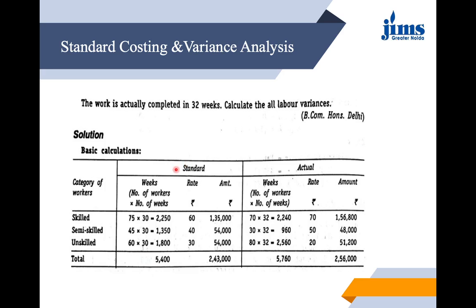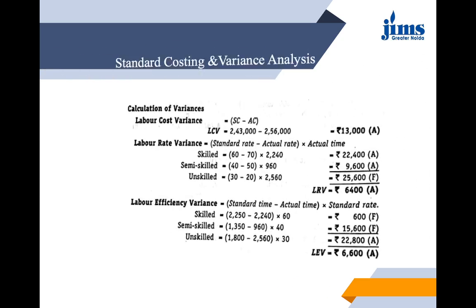So here we do have standard and actual. Let us calculate. First of all, let us see the number of workers into the number of weeks. There we do have 30 weeks as the standard, so we can multiply them by 30, and the rate is also given, and finally we can get the amount. Same way here also, number of weeks and number of workers, but here we need to consider 32 weeks because actually it required 32 weeks to get this work completed, multiplied by the actual rate, and that will give you the amount. Let us see the variances now.